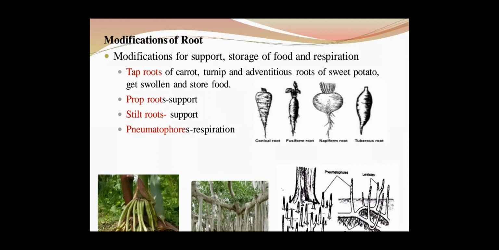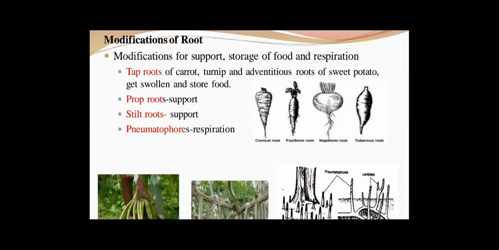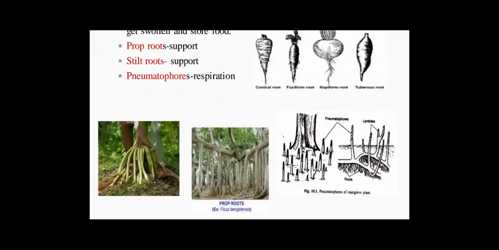For example, if you take the tap roots of carrot, turnip, and the adventitious roots of sweet potato, they get swollen and are modified for the storage function. Similarly, we have prop roots, which are usually found in the banyan tree, as you can see in the diagram here. These prop roots are responsible for the support function.